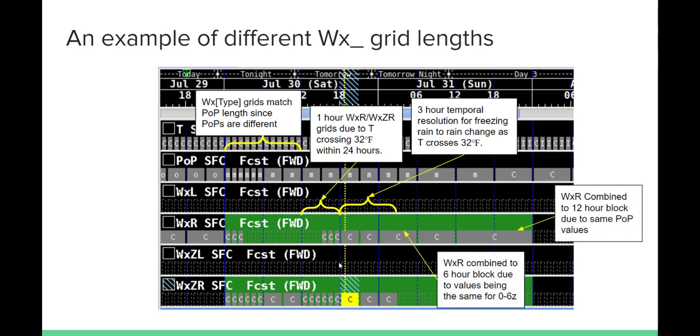Finally, you'll see that WXR is combined into a 6-hour grid tomorrow night and 12 hours after that, only because the smaller resolution WXR grids were identical and could be combined into a single grid. This combining means that there are fewer grids for you to scan because they don't have a change in them.